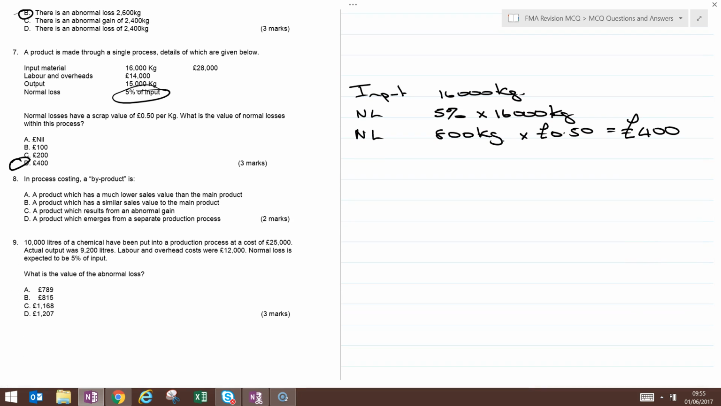Question 8 is just asking us to define a byproduct. And we came across byproducts when we looked at joint products. A byproduct is a product which has a much lower sales value than the main product. So, A.